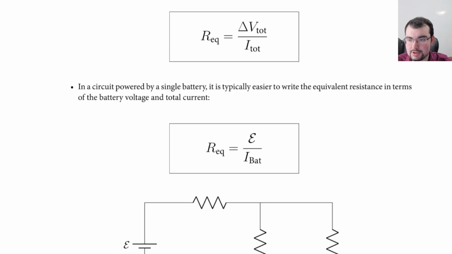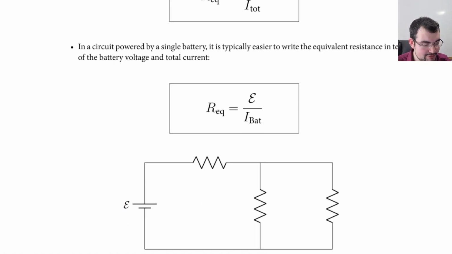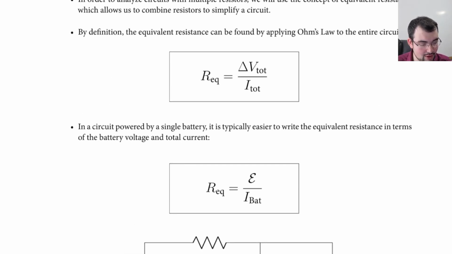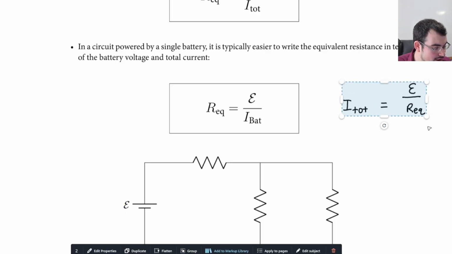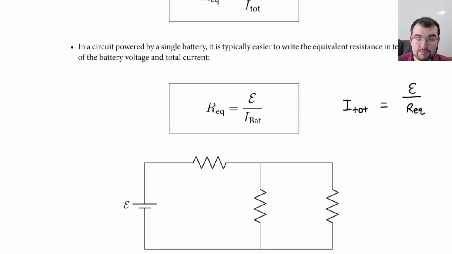To find REQ for a circuit, you have to divide the battery EMF by the total current from the battery. So this is really just applying Ohm's law to the whole circuit. And usually when we're finding current, we use this variation of Ohm's law that says I total is equal to the total voltage, epsilon, divided by the total resistance, REQ. We should be careful about calling this total resistance because, depending on the setup, it's usually not add them all up. So I'm calling it an equivalent resistance and not a total.